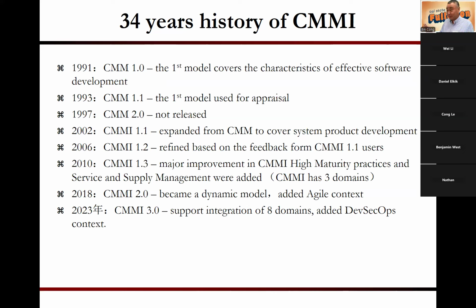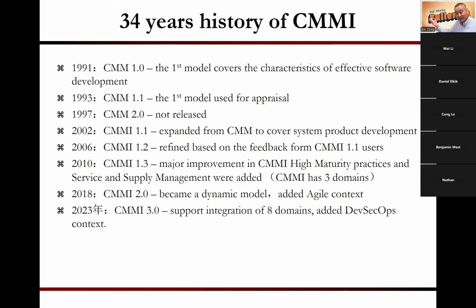They hired Humphrey to lead this. I think that's 86. Around 1991, the first version of CMMI was released and also used by the industry. 93, we have a 1.1. Now remember, in our field, everything changed. The way we build software changed. So that's why the CMMI always changes. It's a dynamic model. You start from the beginning.